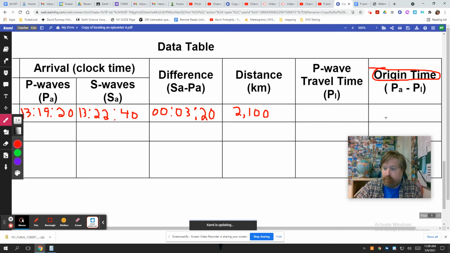If this earthquake wave traveled 2,100 kilometers and it arrived at 13:19:20, when did it leave? When did the earthquake actually take place? It didn't actually take place there. It arrived here after traveling for 2,100 kilometers.